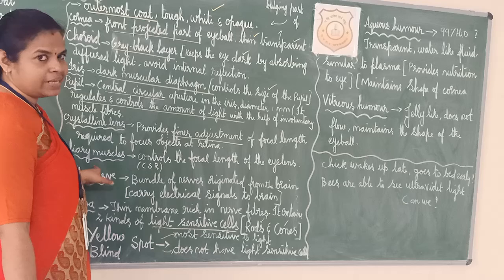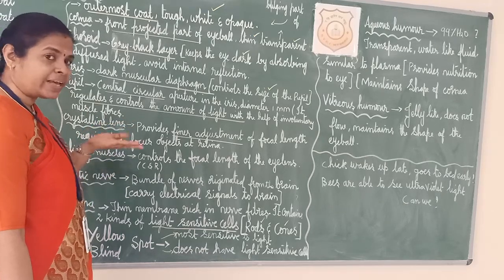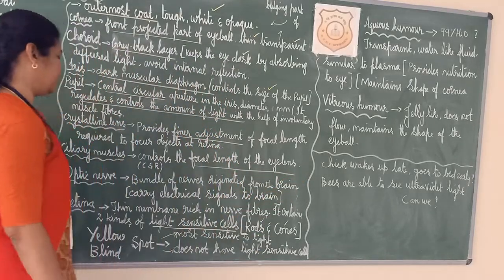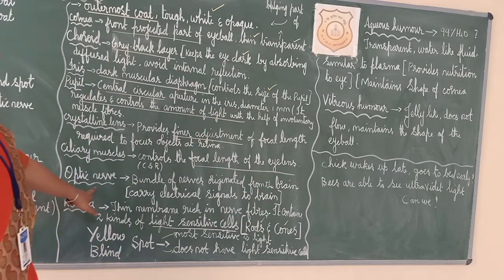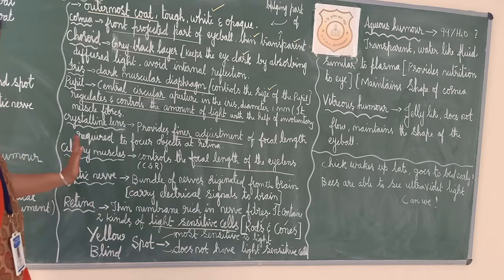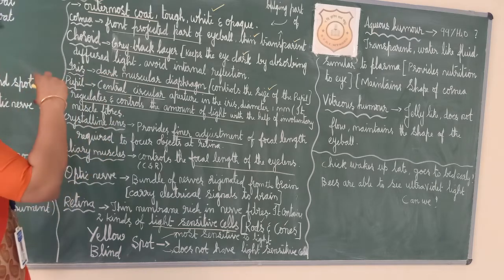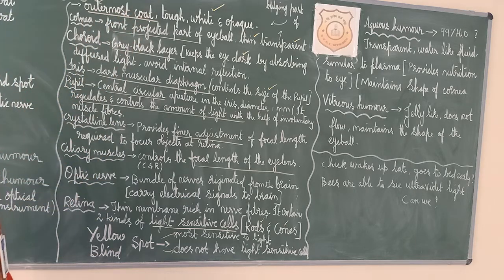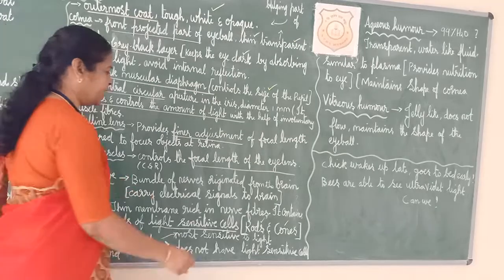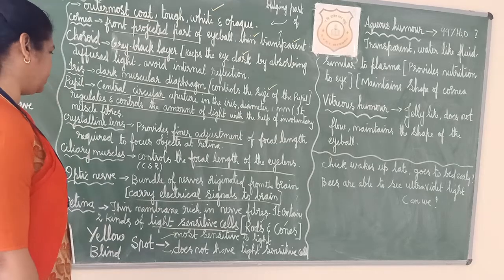Then the next one is ciliary muscles. What is the function of ciliary muscles? It contracts and relaxes to control the focal length of the eye lens. What is the optic nerve? It's a bundle of nerves originating from the brain which connects the eye as well as the brain. They carry electrical signals to the brain.